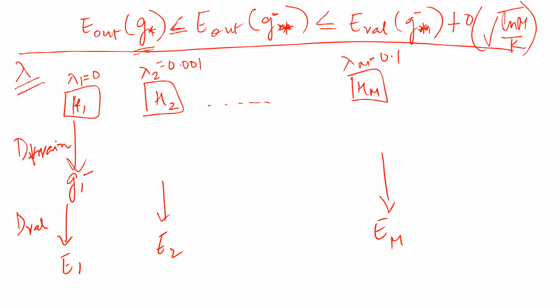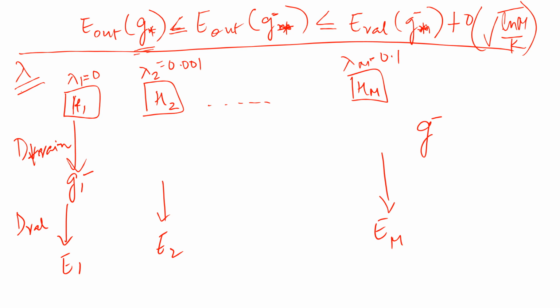Okay, so how are we going to decide which lambda to use? Well, I'm going to pick the best G, the deficient hypothesis, which is producing the smallest error, right? So that's how we do the regularization parameter selection using validation.